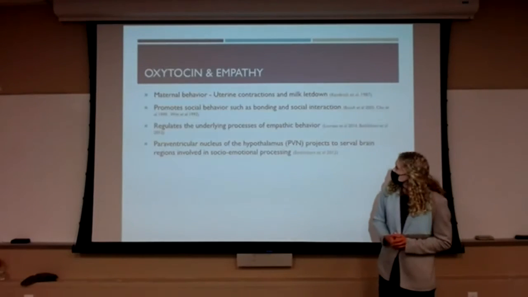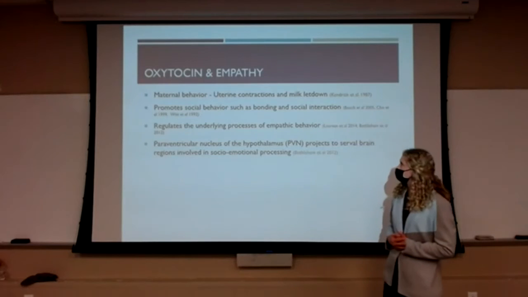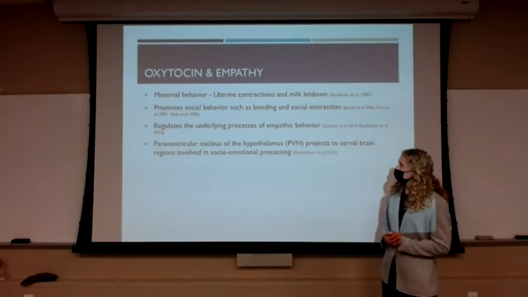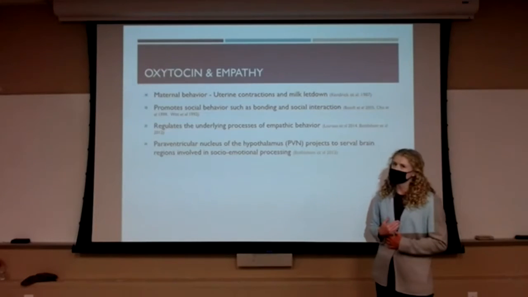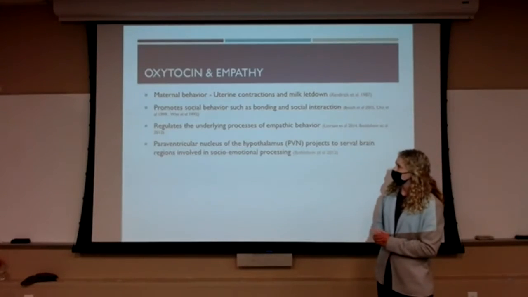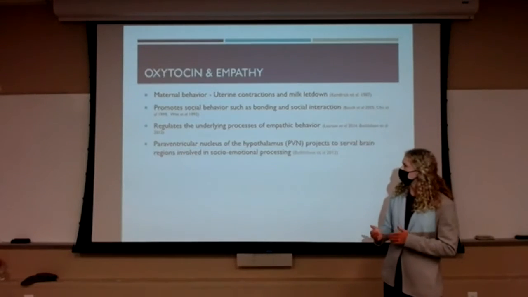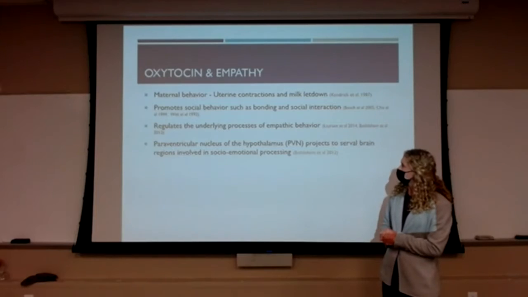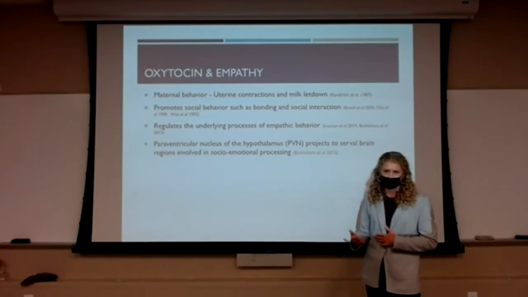This is something that we use to guide how we think about the animals during this task. The next thing that we're interested in is looking into the brain and what's happening in the underlying processes in the brain. And we mainly looked at oxytocin. Oxytocin is a neuropeptide, and it's primarily known for its role in maternal behavior, such as uterine contractions and milk letdown. But what we're really interested in, and what has really been studied recently, is the way that oxytocin can act to promote social behavior, such as bonding and social interaction. We also know there is some evidence that suggests that oxytocin may be regulating the underlying processes of empathic behavior, such as emotional recognition and accuracy.